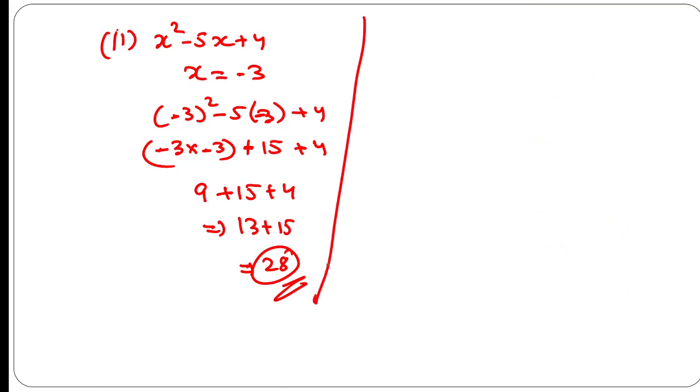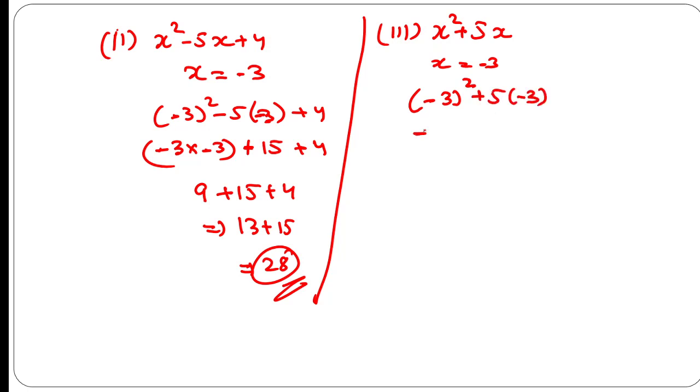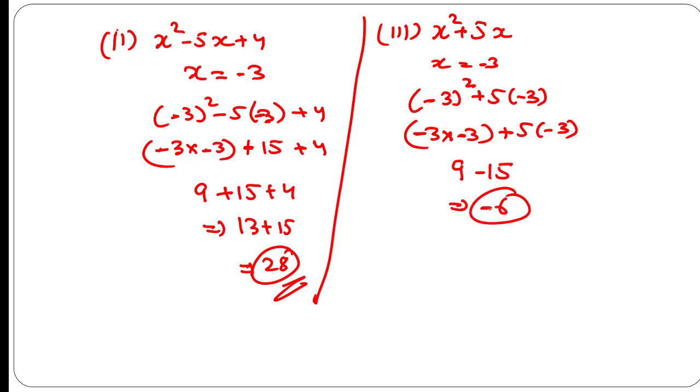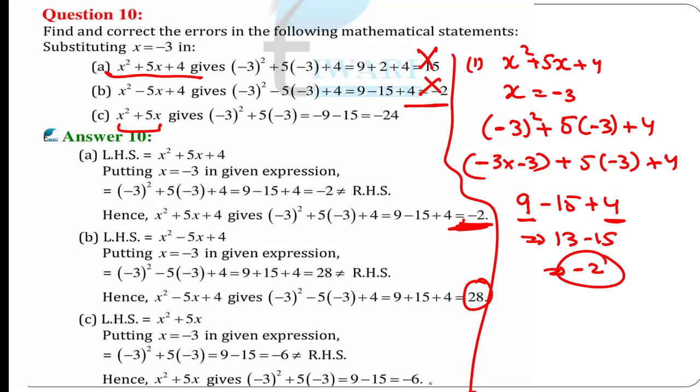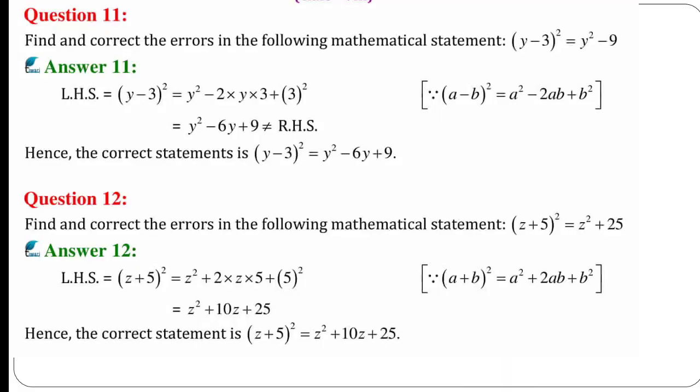In the last part, in the third part, it is x² plus 5x. We have to put the value of x to be -3. So (-3) square plus 5 into -3. (-3) square is -3 into -3, plus 5 into -3. So -3 into -3 is 9, and 5 into -3 is -15. On solving, we take the sign of the bigger term. So -6 is your required answer, but here it is solved to be -24. So that is wrong.